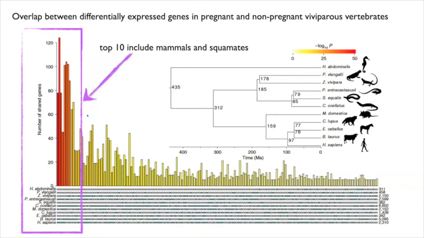So there was much less sharing with the non-amniote representative that we have, but still significant sharing relative to background expectations.